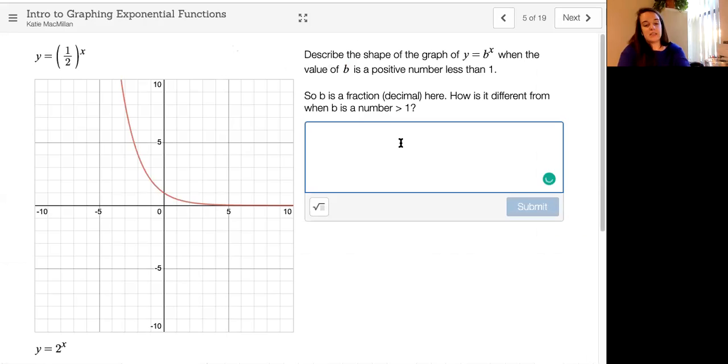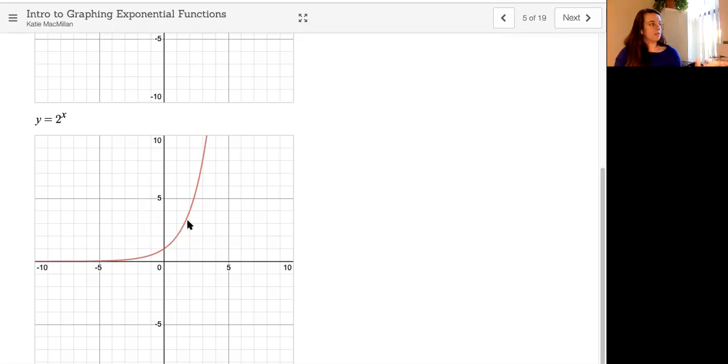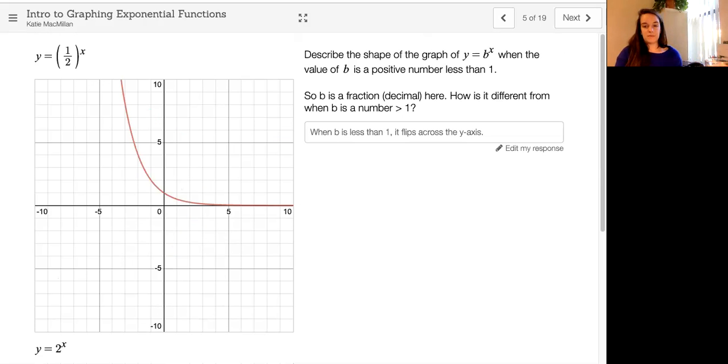I'm loving Axel's answer here. Axel's answer is when b is less than 1, it flips across the y-axis. I love how concise that is, right? It's really flipping across the x-axis. I'm sorry, across the y-axis. Good job, Axel. Right, we can see if this is my original graph here, then 1/2 is going this way.